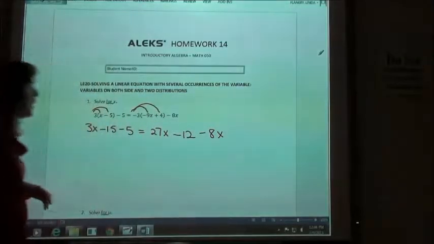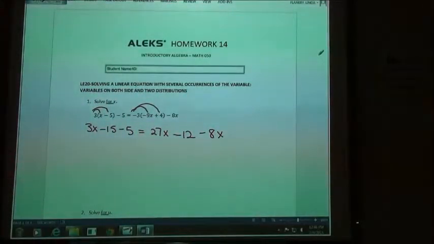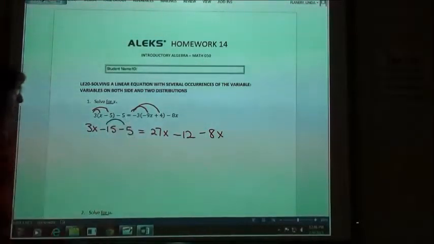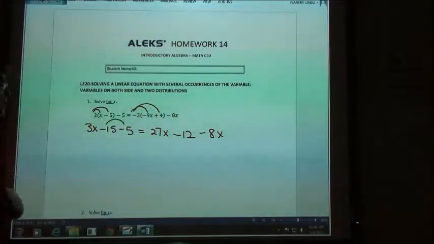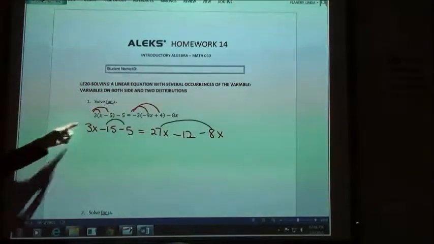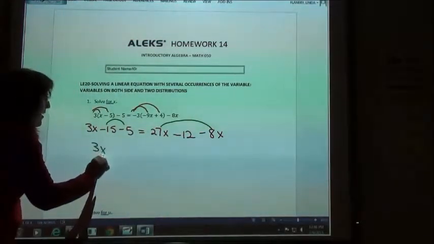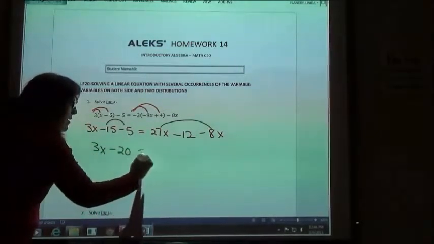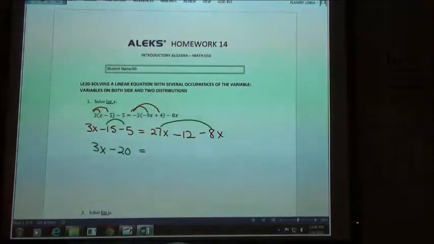The second thing we said we're going to do is if there's more than 2 terms on the side, we want to combine our like terms. So on the first side, we can put our numbers together. In math, those are called constant terms because they don't have variables. And on the other side, we're going to put the terms with the variables together. So 3x, negative 15 minus 5 is minus 20. We're not changing any signs. We're just putting them together.